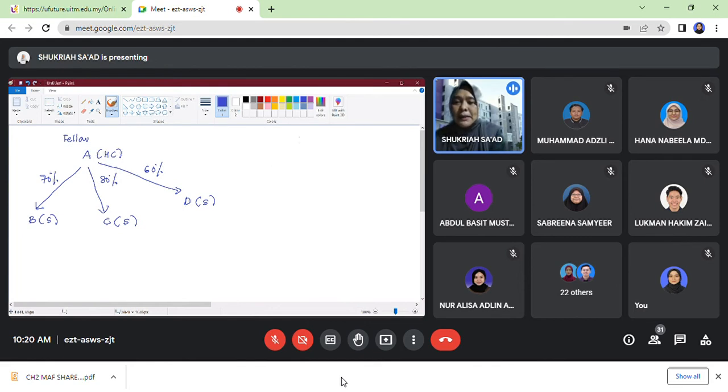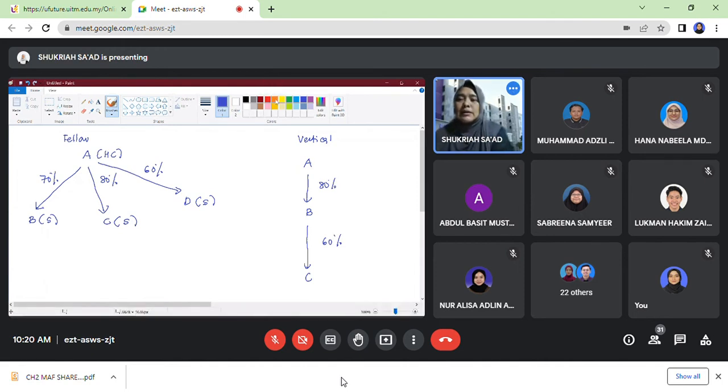Next, kita pergi kepada vertical. Vertical actually similar with the example, the recent example that we have discussed, iaitu A acquired B, 80%. B acquired C, 60%. Example tadi, itu adalah group structure vertical.